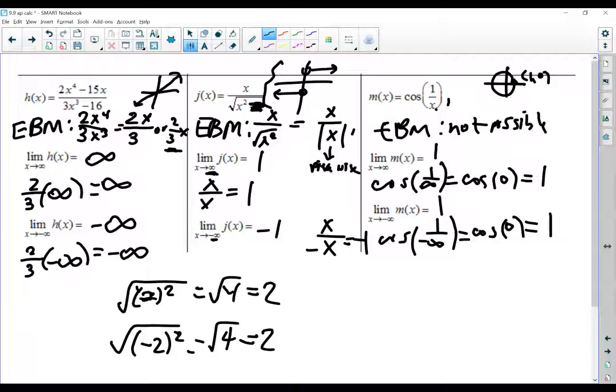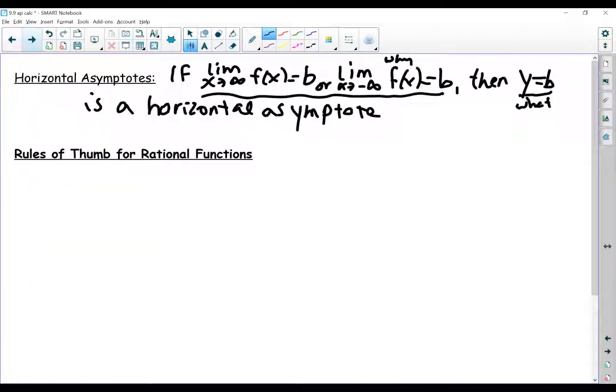Y equals -1 is also a horizontal asymptote because the limit as x goes to negative infinity of j of x is equal to -1. So the reason why, if I asked you to justify, is because it's a limit. Now, rules of thumb for rational functions. These are kind of like what you learned last year about how to determine if a function has a horizontal asymptote, but I just want to generalize it to fit any situation.